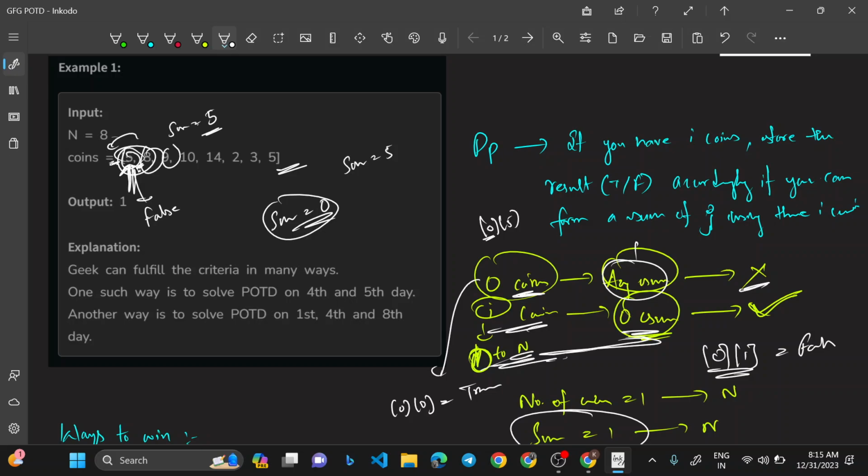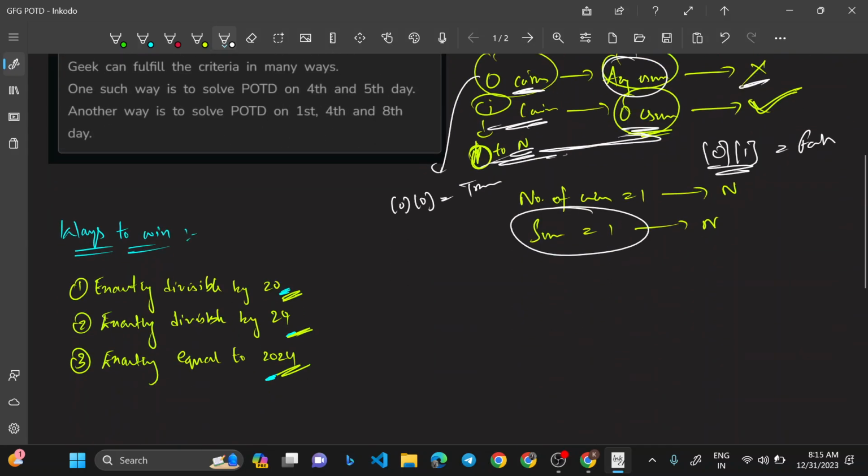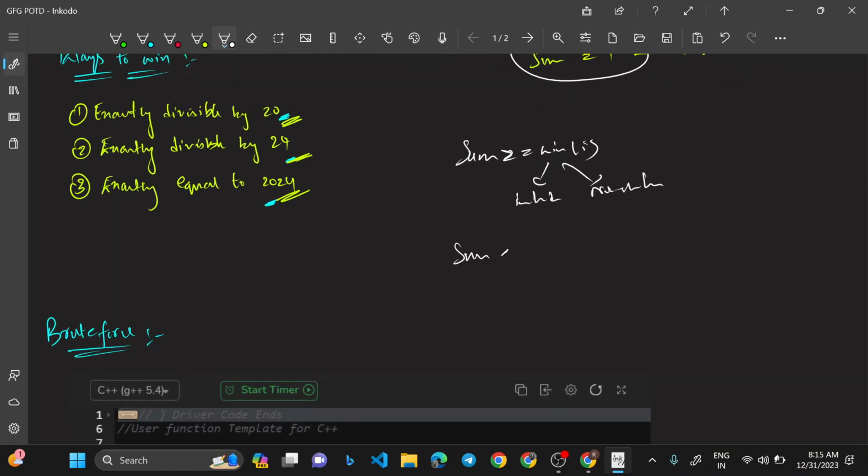So for each and every coin, we have two choices. If the sum is greater than that particular coin, then we have two choices, include or do not include. So I'll just write those things. If your sum is greater than coin I value, then two choices: first include, or second not include. And what if your sum is less than coin I?